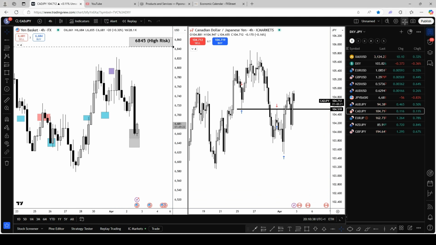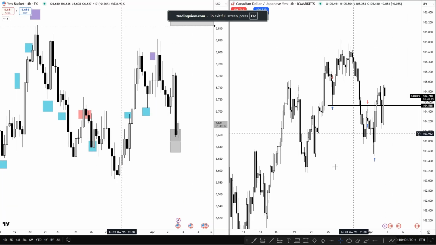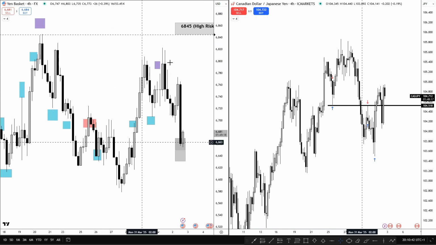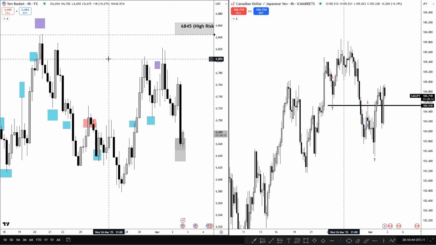So basically, I'm just going to go full screen on it. On the left-hand side is the yen basket. If you have followed me for a while, you will understand what the yen basket is. It's basically an index which has a basket of currencies all paired against the yen, so it shows how the yen is performing as a whole. Think of the DXY, the dollar index, but for the Japanese yen. It is super effective. The win rate on this way of trading is absolutely ridiculous. You're looking at about 80%.